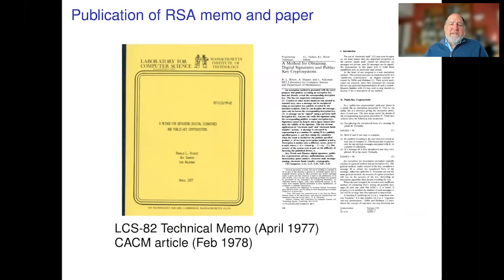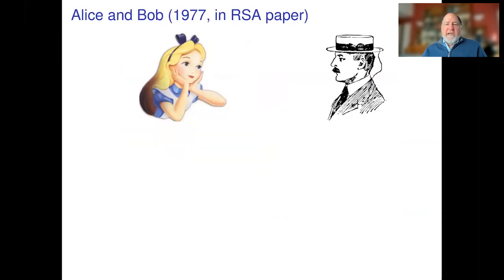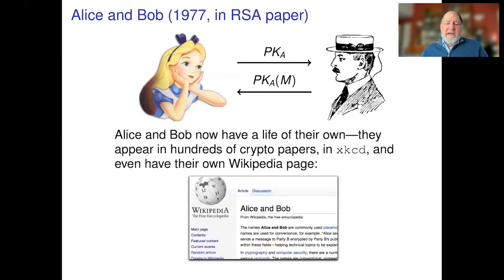So another thing that the paper did, which may last longer than RSA, we'll see, is that Alice and Bob were introduced in the paper as an expository thing. So we take credit for introducing Alice and Bob to the world of cryptography. So Alice would send Bob her public key, and Bob would send back an encryption of a message M. And this was the start of Alice and Bob. Now they have a life of their own.